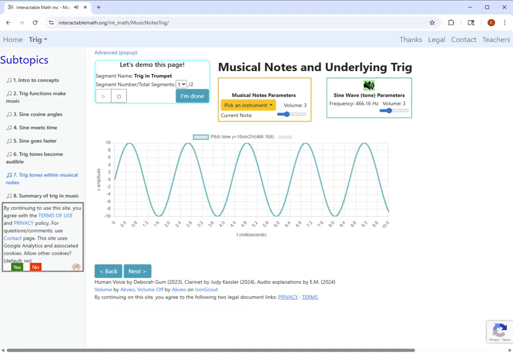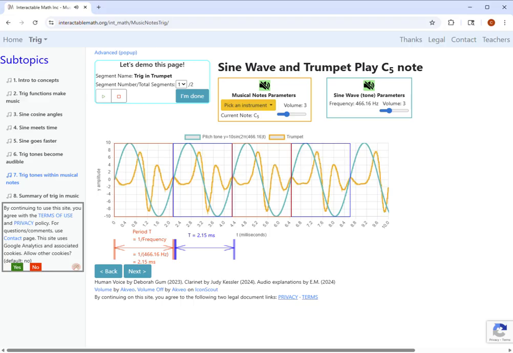Now we can finally compare the audible sine waves with common musical instruments. We're going to listen to several instruments tuned to the frequency used in high school marching bands. I am clicking on the Pick an Instrument drop-down menu and choosing the B-flat trumpet. This trumpet is playing a C5 note, which is one octave above middle C.